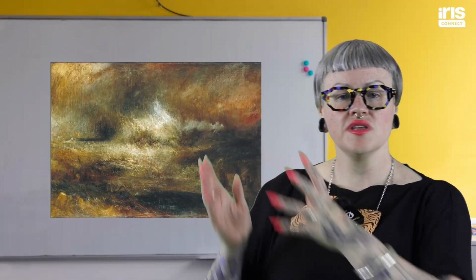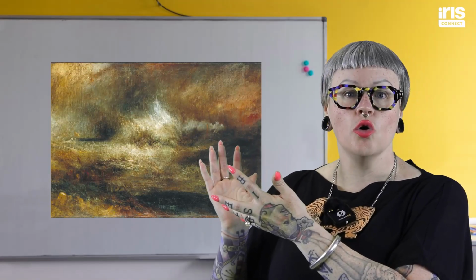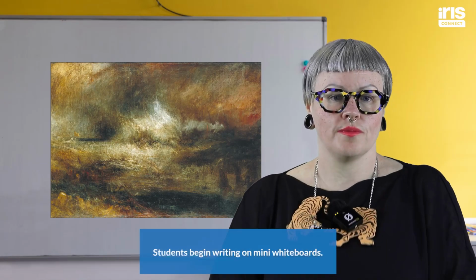OK everyone, look at this painting on the board, Stormy Sea by Turner. On your whiteboards, write 2 sentences describing what you see in the picture. Try to explain what stands out and how it makes you feel. Go.